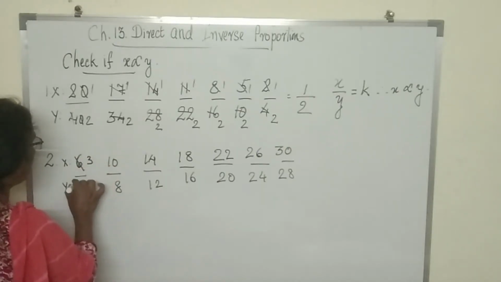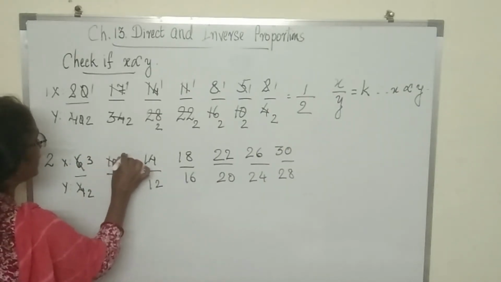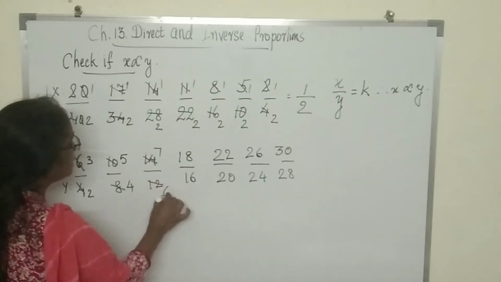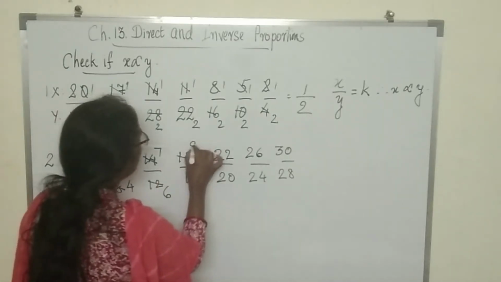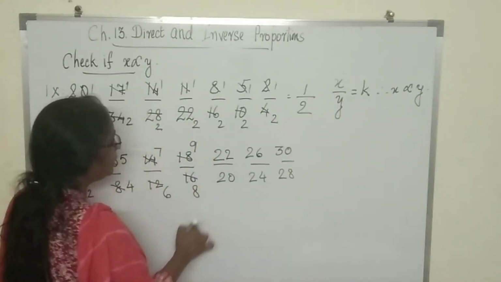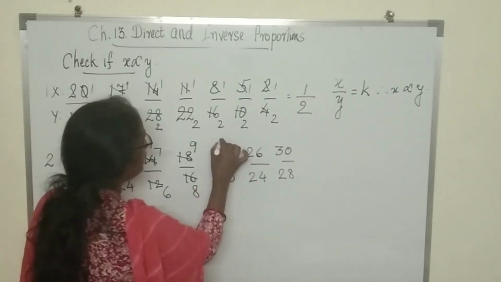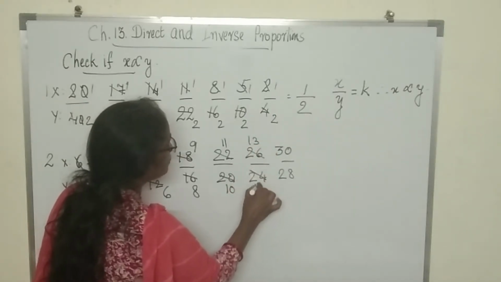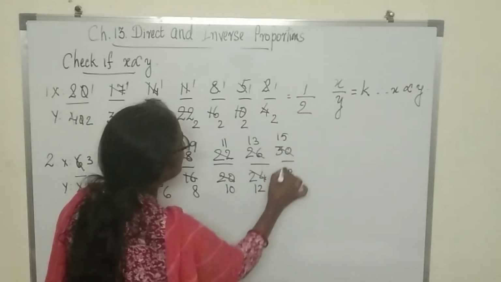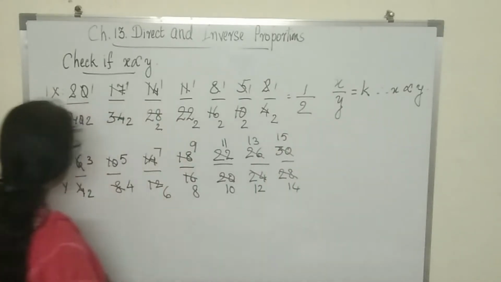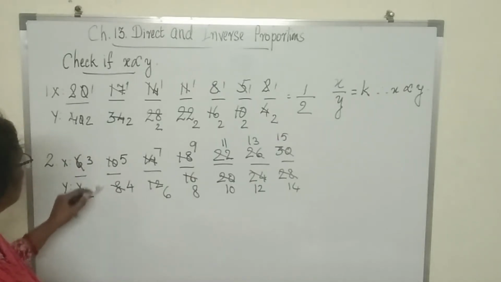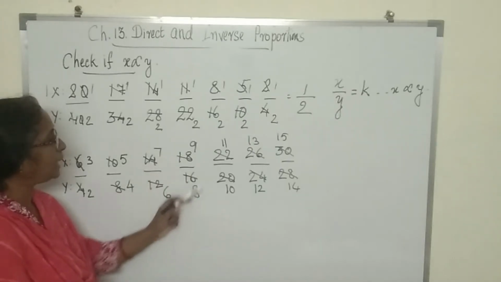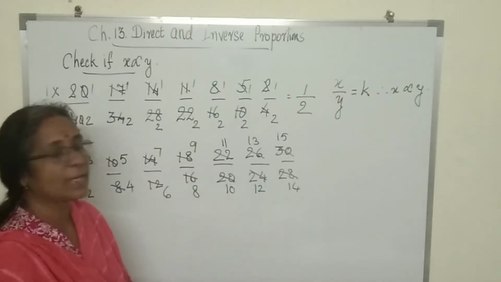This is 3 upon 2, and this is 5 upon 4, 7 upon 6, 9 upon 8, 11 upon 10, 13 upon 12, 15 upon 14. Now here it is 3 upon 2. You can't divide it anymore. 5 upon 4, 7 upon 6, 9 upon 8. All are different values of x and y.